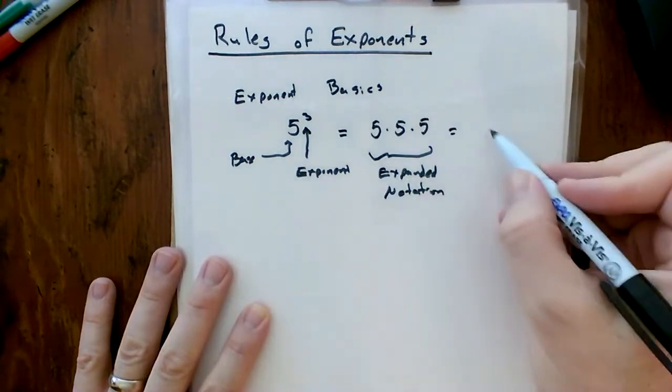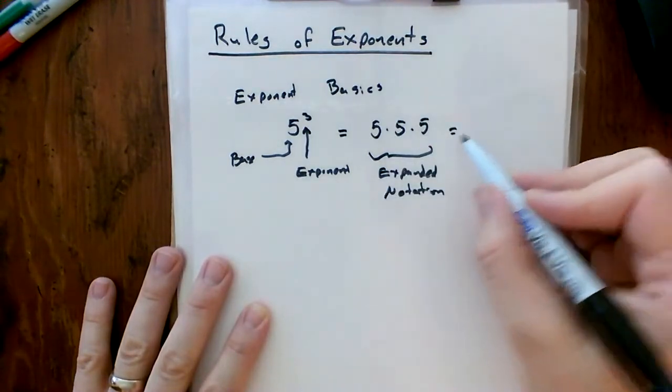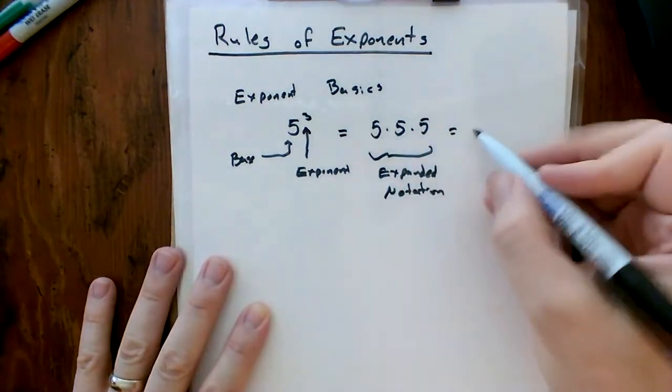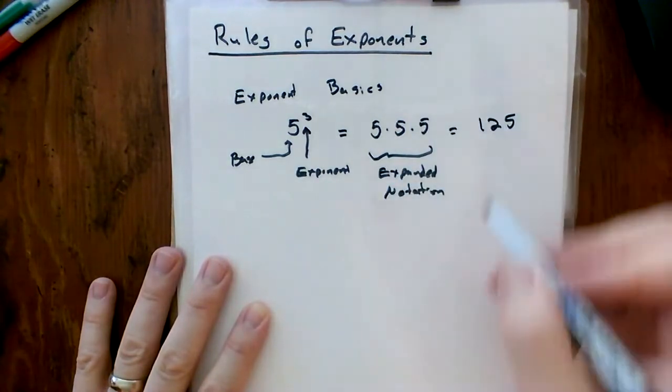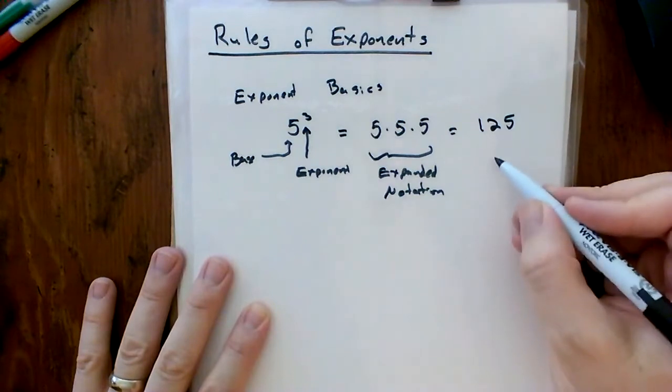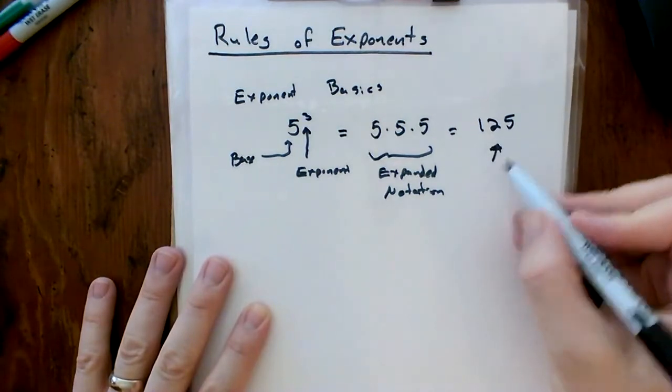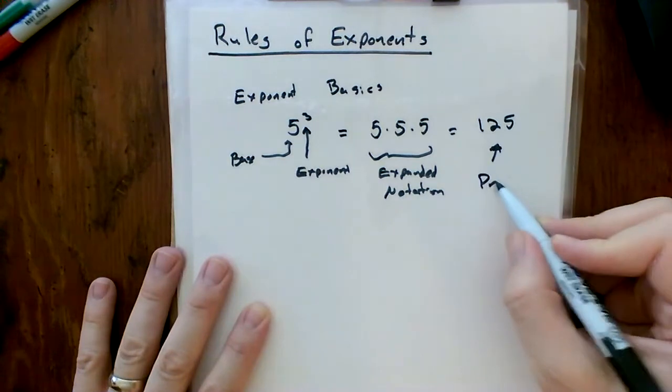And then, of course, our answer is, once again, a product. So 5 times 5 is 25. 25 times 5 is 125. And so what we think of as an answer is, of course, the product.